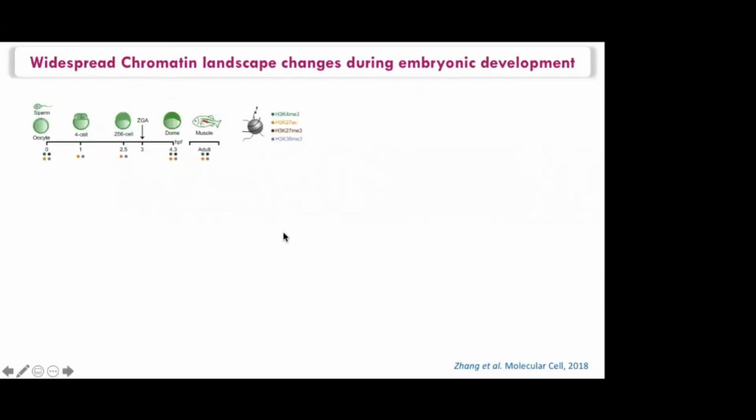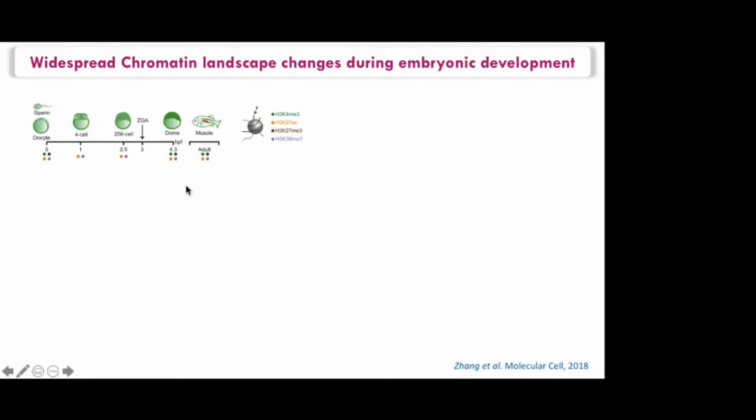And finally, I would like to briefly discuss the ChIP-seq data sets that you'll be using for the practical course tomorrow. It's a really interesting data set published in Molecular Cell in 2018. What they have done in this paper is track and examine four different histone marks during the early stages of embryonic development in zebrafish, right from the gamete stage in sperm and oocyte, all the way to the dome stage, also taking one control muscle cell.